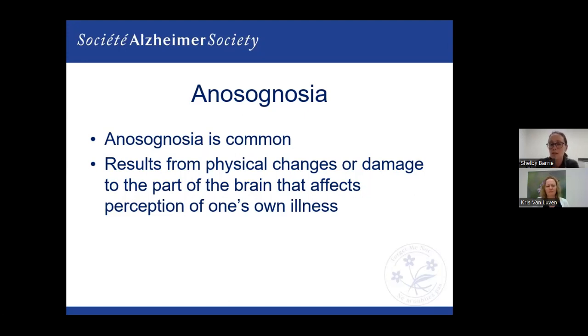So essentially, anosognosia, or this lack of insight and awareness into one's illness, is a symptom of dementia as a result of the changes happening in the brain, just like memory loss is a symptom of dementia because of the physical changes that are happening in the brain.